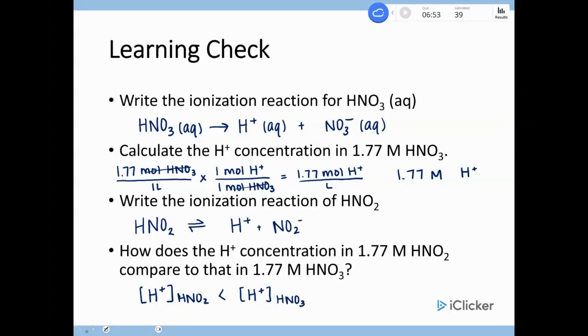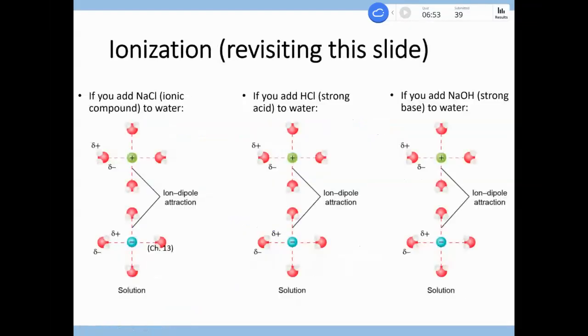Okay. So we're going to shift to talking about bases, which is very similar, except that instead of producing H+, they produce OH-. So this is just a reminder of that slide we looked at the beginning of class. The base is on the right. Sodium hydroxide dissociates into Na+ and OH-, increasing the concentration of OH- in solution, which makes it a base.